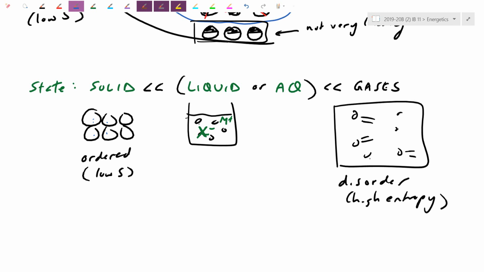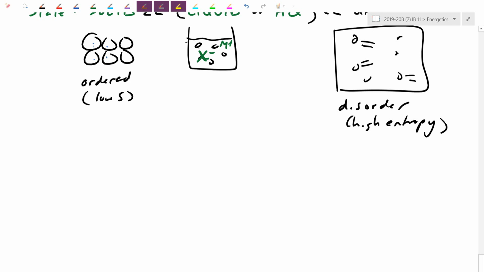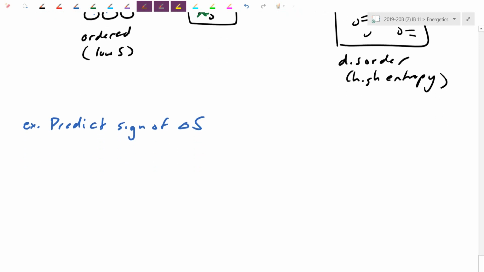So that actually gives rise to the first style of question they can ask you. As an example here, I want you to predict the sign of delta S. In general, when you see delta, you think final minus initial. For us, again, final is always products minus reactants. So although there were a lot of formulas you saw on that formula sheet, I just tell people to memorize everything as products minus reactants.